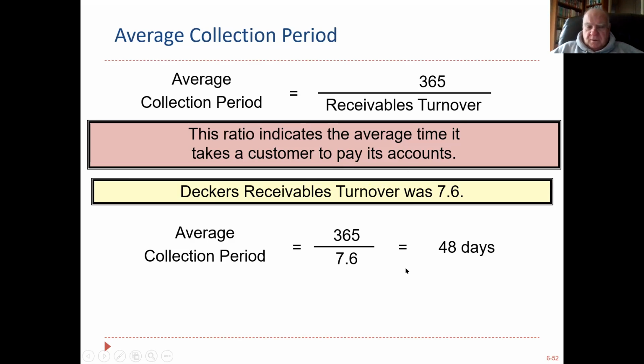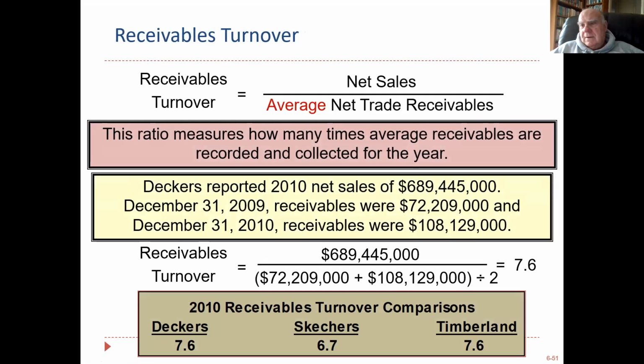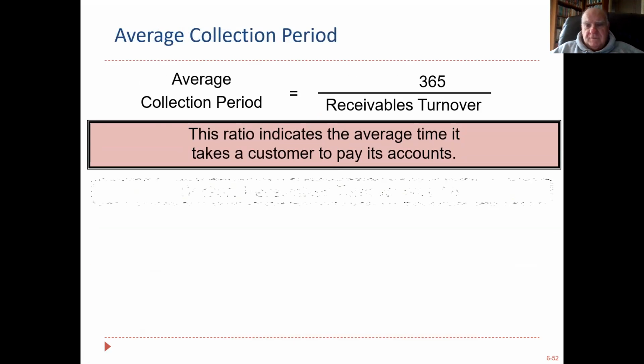And when you get to chapter 7, when we get into the cost of goods sold and inventory costing, you're going to change this from net sales to cost of goods sold, change this to inventory, and you're going to come up with the number of days it took to sell the product, okay? Average collection.